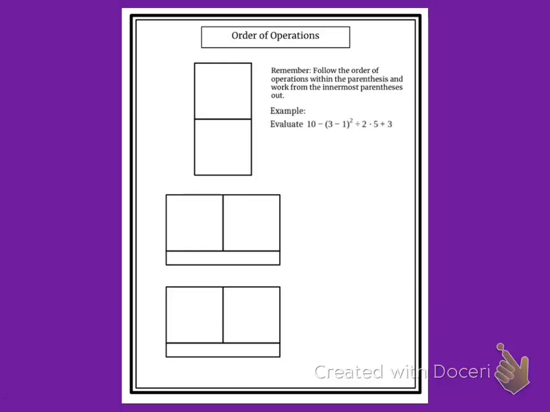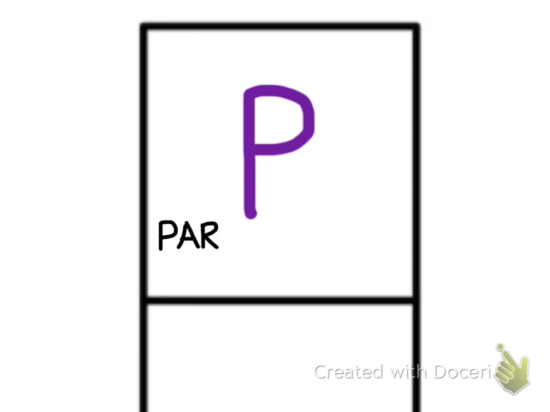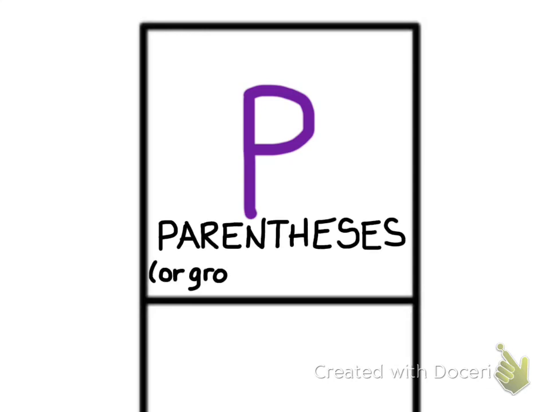Take out this worksheet so we can take the notes on order of operations. So in this first top box here, we're going to write an uppercase P, and that's the first part of our order of operations. Usually most people write it as a P. I like G for grouping symbols, but most people say P for parentheses. But again, it would be any grouping symbols.